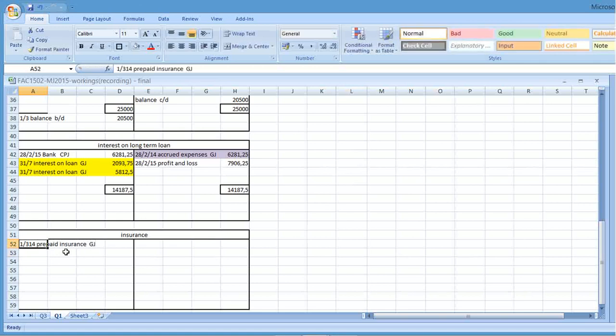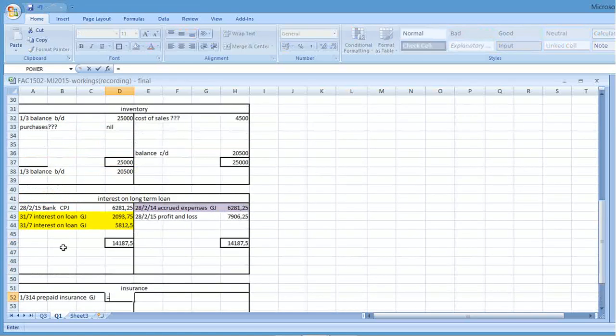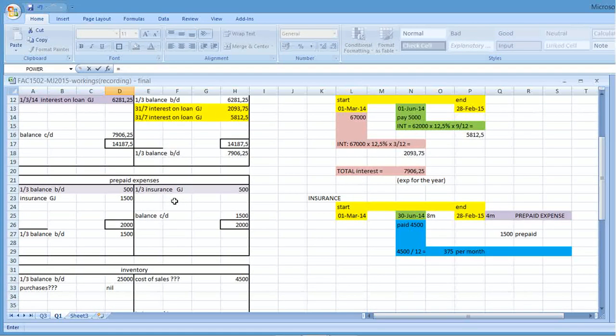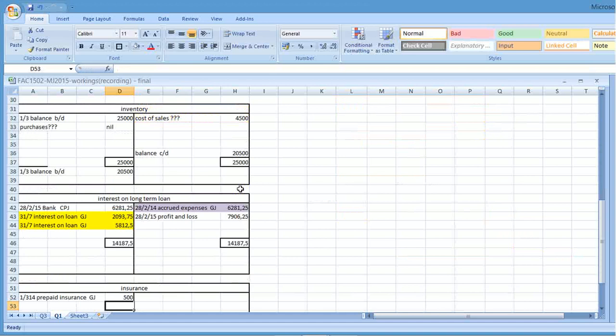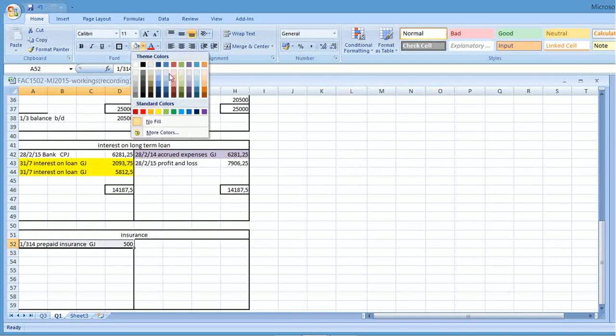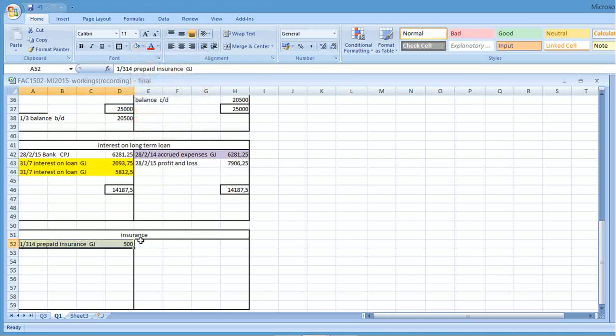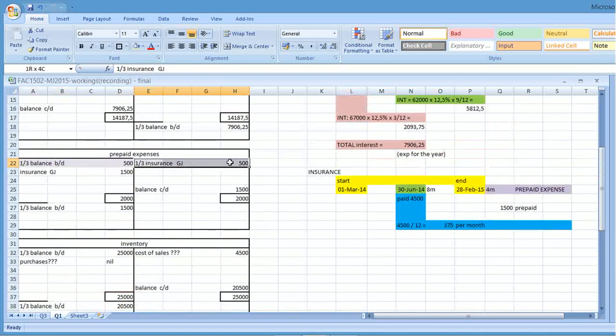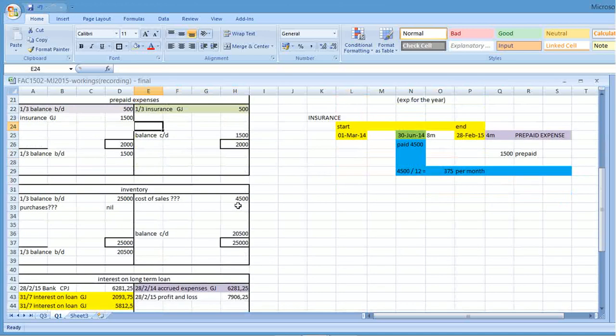General journal, and that would have been for last month's adjustment. Where's the prepaid insurance? There's the prepaid insurance, 500. Maybe just to highlight that, just to show you what I'm looking at. Prepaid insurance here, that was for the prepaid insurance. So debit the one, credit the other.